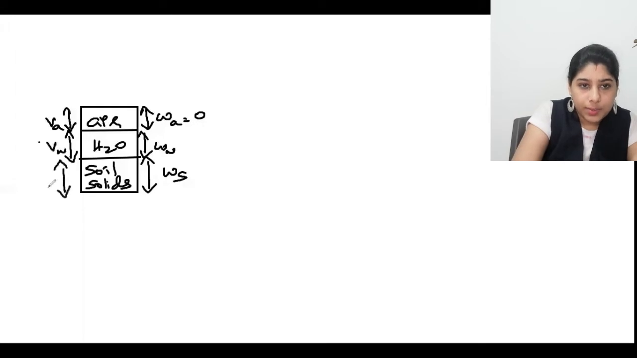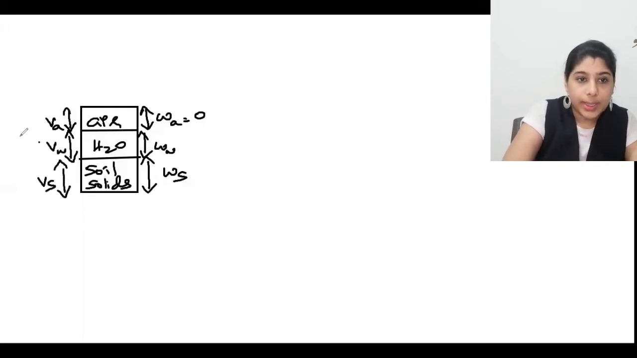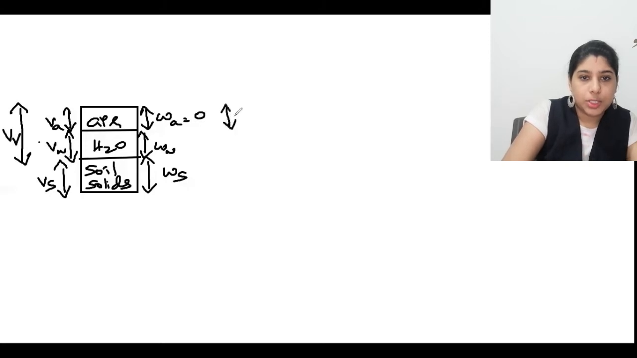Now we have studied which portions compose our void. These two portions, that means air and water, compose the volume of void. In the same way, this much portion is mass of air, this much portion is mass of water, and this much portion is mass of soil solid.